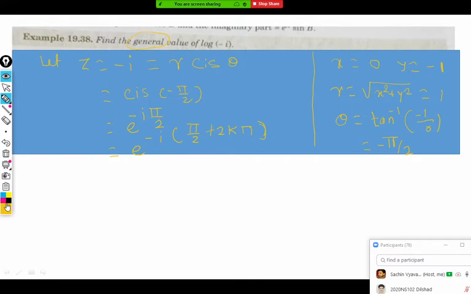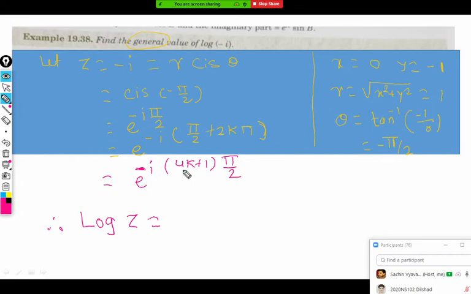Now I'll change the color. You will observe this will come as e raised to minus I, if I simplify, 4k plus 1 into pi by 2. I hope you are getting these things. And now it is a general polar form. As it is a general polar form, we get a general log. So taking log on both sides, which log should we write? Capital Log, because we are writing the general polar form. Capital Log of z.